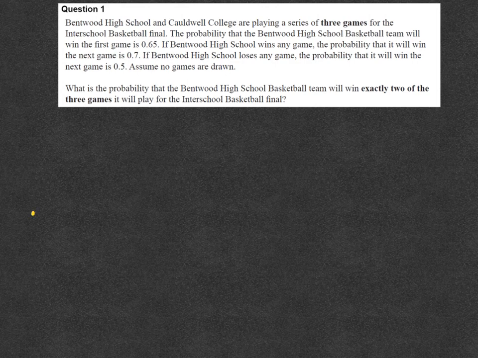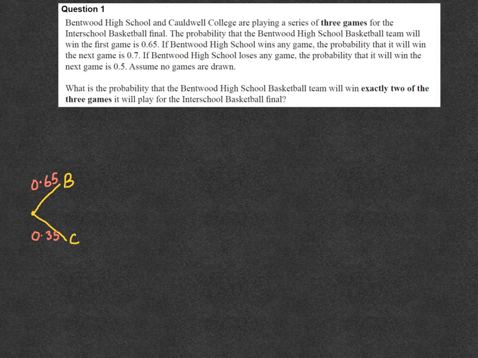So the first event is whether or not Brentwood wins the first game or not. Okay, so if we say the first game is Brentwood, and that's, we'll put a different color probability, that's 0.65, isn't it? And if we say the first winner was Caldwell, then obviously their probability of winning the first game is 0.35.